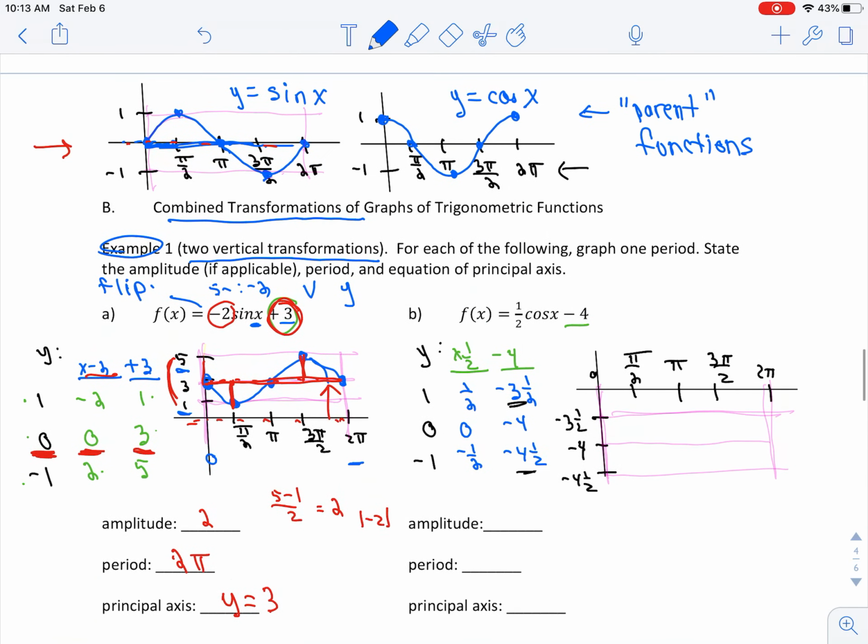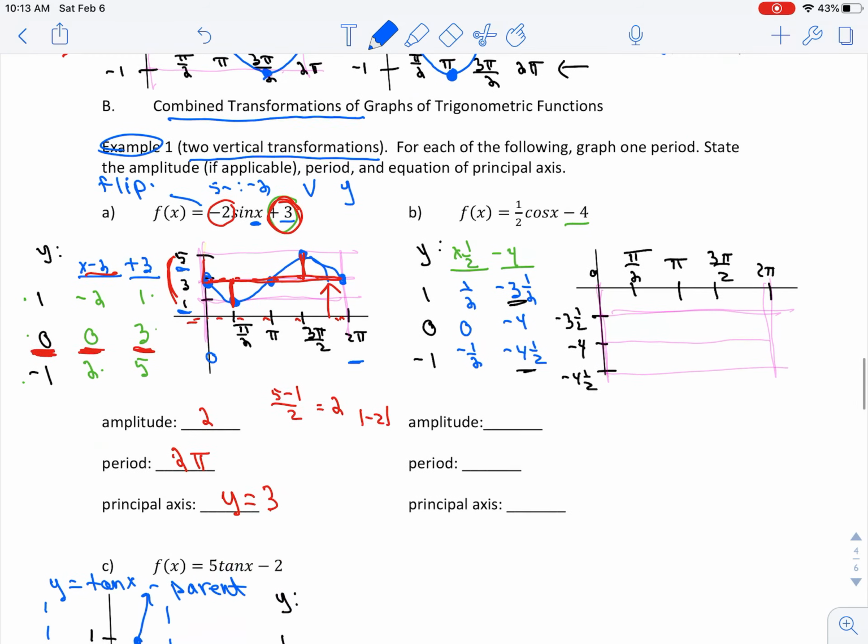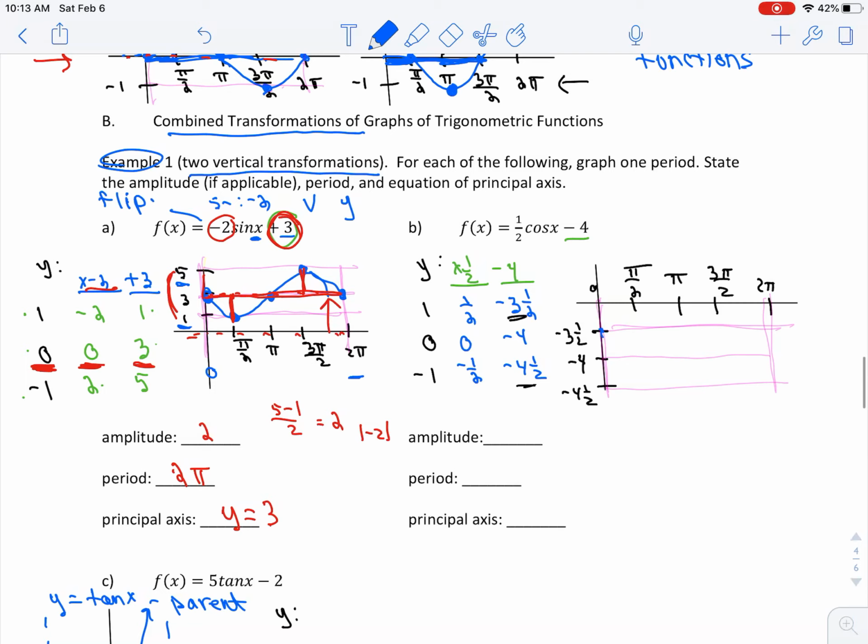Now the cosine graph has a little bit different pattern. It starts up here at the high and it ends at the high. In the middle, it's at the low. And then at the quarter point and the 3/4 point, I mean a quarter of the way across and 3/4 of the way across, it's going to hit that principal axis. So the cosine graph is going to start up here, end up here. In the middle, it's going to go down. And then a quarter of the way, it's going to hit the principal axis, and 3/4 of the way.